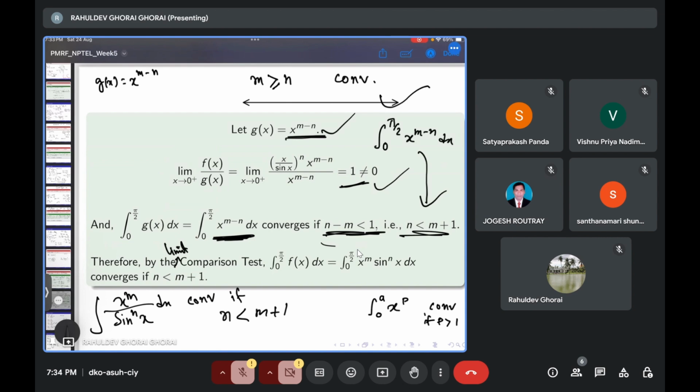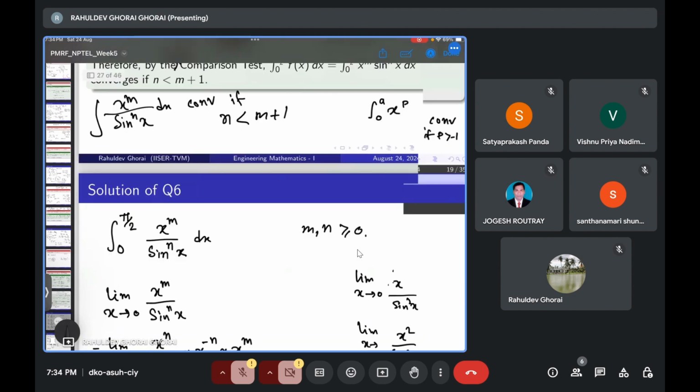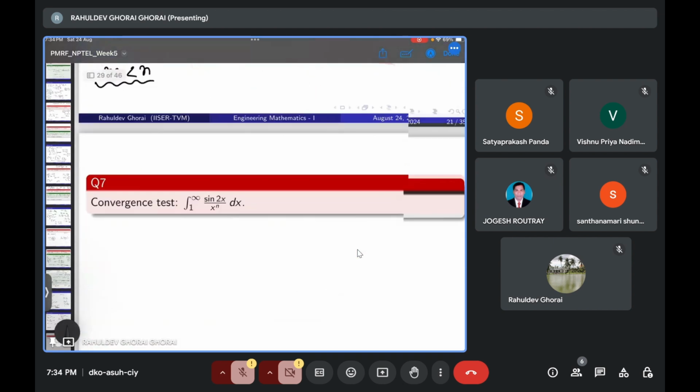m minus n is greater than minus 1. Sorry, p is greater than minus 1 it will be. So if m minus n is greater than minus 1, that implies n minus n is less than 1. That implies n less than m plus 1, then it will be convergent. Is it okay now?